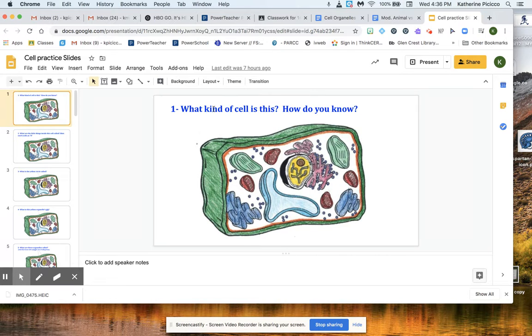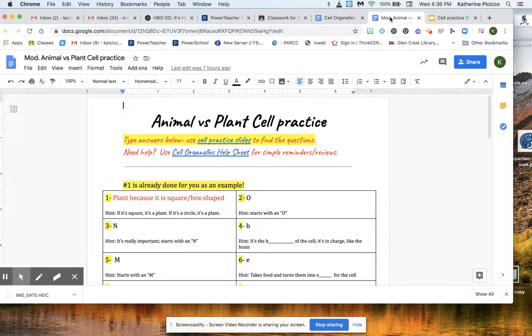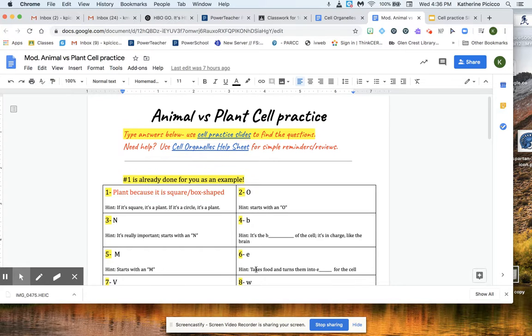Okay, so take a look at the first question. It says, what kind of cell is this? How do you know? Okay, so now you're going to go to your Google Doc. This should probably already be open, and you're going to go down to number 1. All of the numbers are highlighted, so you know. Notice how it goes 1, 2, 3, 4, and then so forth. Okay, but basically what you're going to do is type in the answer next to the number, okay? And down here in smaller print or font, there's a little hint.